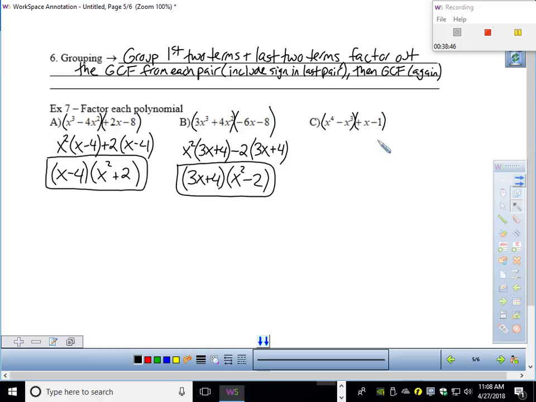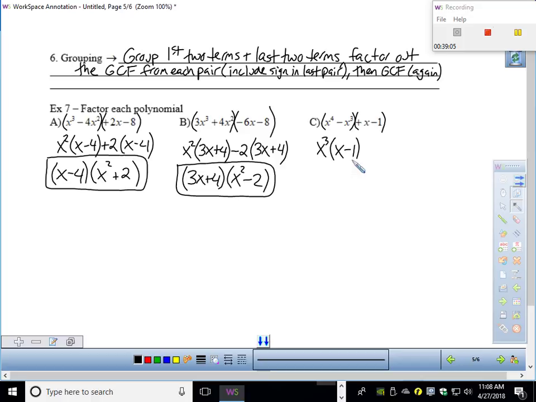Okay, so 4 terms. Really the only method that traditionally we can use for factoring would be grouping. And so let's go ahead and make it happen. So looking for x to the 4th and x cubed. Looks like x cubed can be factored out there. And I'd get x minus 1.